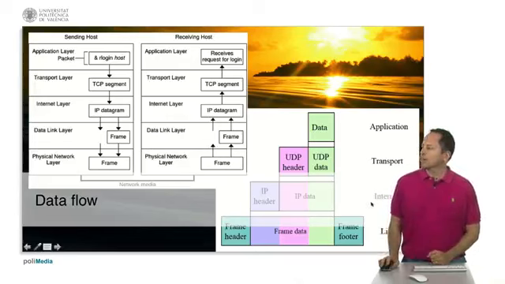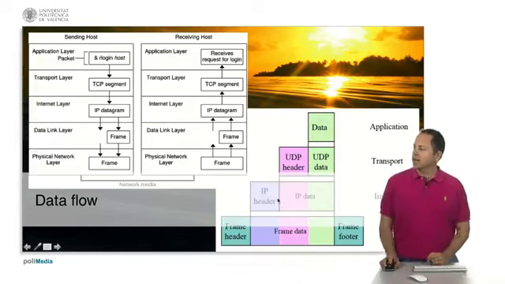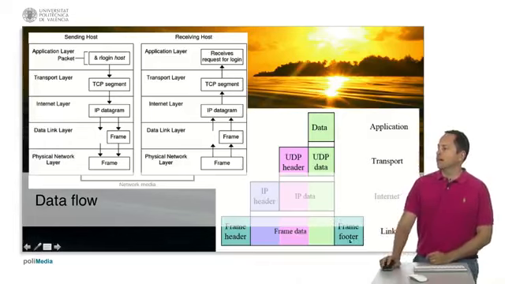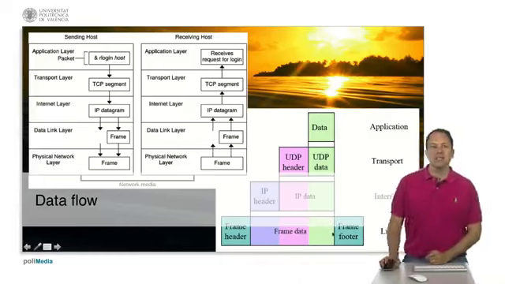For example, here in the second figure, we can see how the data from the application layer is encapsulated in the transport layer with a header, then the data from the transport layer is encapsulated in the internet layer with another header, and then it is encapsulated in the data link layer with another header and footer in this case.